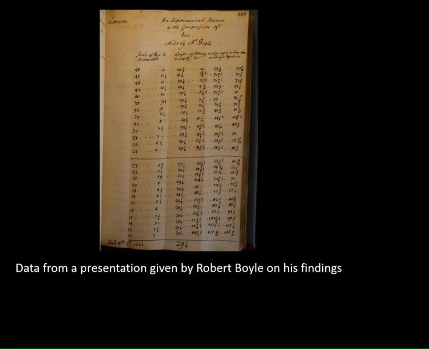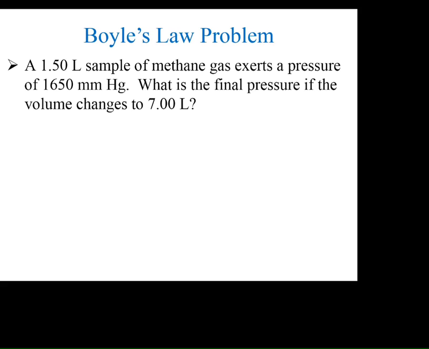When I was at this place in London called the Royal Society, like I mentioned before, they have archives of all these people's writings. He left his writings, and this is his actual notebook. Somebody actually wrote down the data he gave in a presentation. So crazy, holding it in my hand from 1661. There's pressure versus volume data. He was presenting at a little meeting of some scientists, 350 years ago. So okay, let's try a problem using this equation.